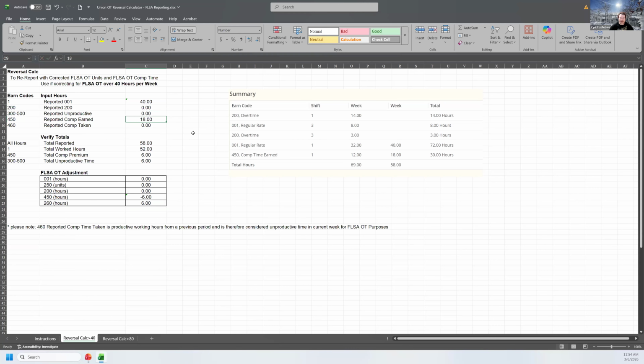Okay, now let's verify totals. I got 58, 58. Total work is 52. Is that right? What it's saying is we actually only worked 12 hours, but we were able to claim 18 due to that 1.5 times gross up. So that makes sense, right? 6 hours are considered premium. That's the difference between 12 and 18.